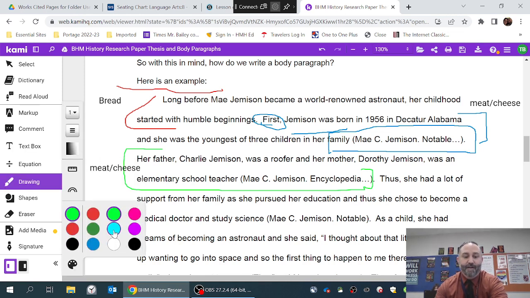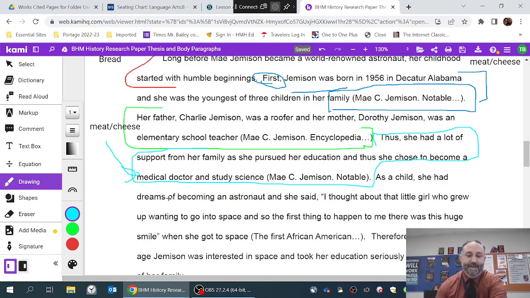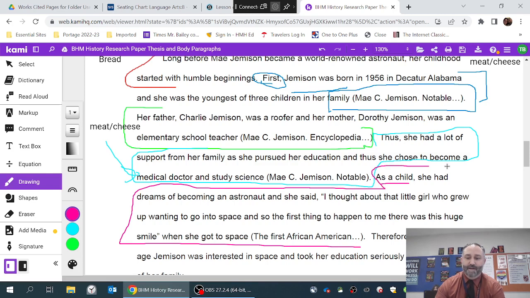Once again, following this rule, we have yet another serving of meat and cheese. And I don't need to type a new addition here, but you see we've got meat and cheese, meat and cheese, meat and cheese. Following along then, and I'm going to change the color code again. As a child, she had dreams of becoming an astronaut, and she said, I thought about that little girl who grew up wanting to go into space, and so the first thing to happen to me there was this huge smile when she got to space. And once again, this is more meat and cheese. We're giving credit where credit is due.